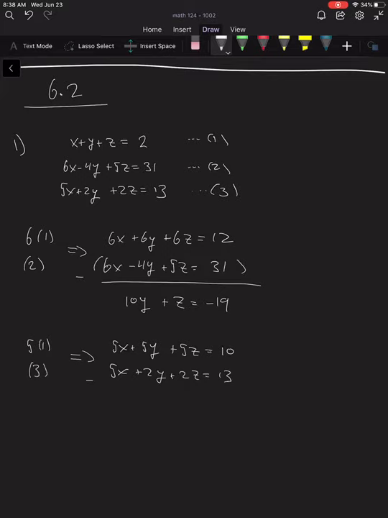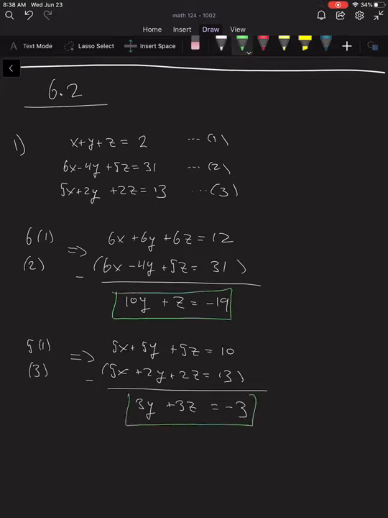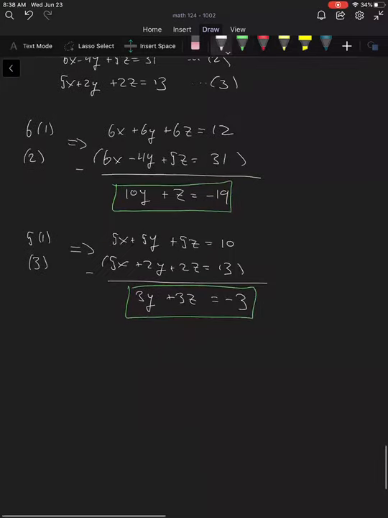And now let's subtract these two equations. So those 5x's go away. Now we have 5y minus 2y is 3y, 5z minus 2z is 3z, and 10 minus 13 is minus 3. So now we have two equations, this equation right here and this equation right here, that only have y's and z's. So let's take those two equations and solve this system.